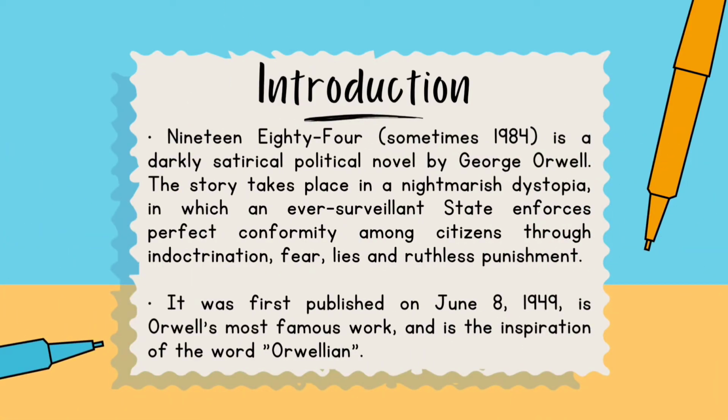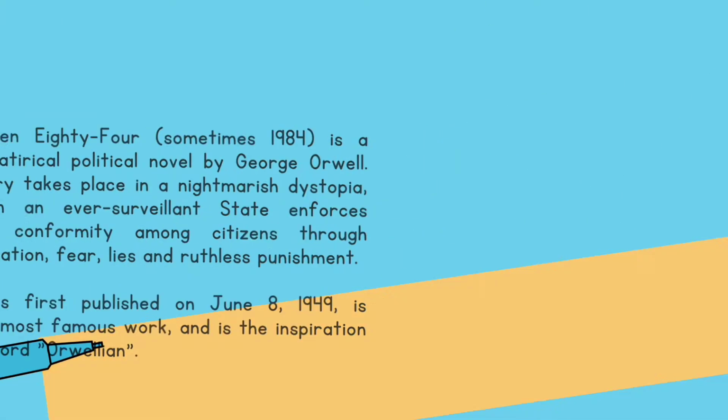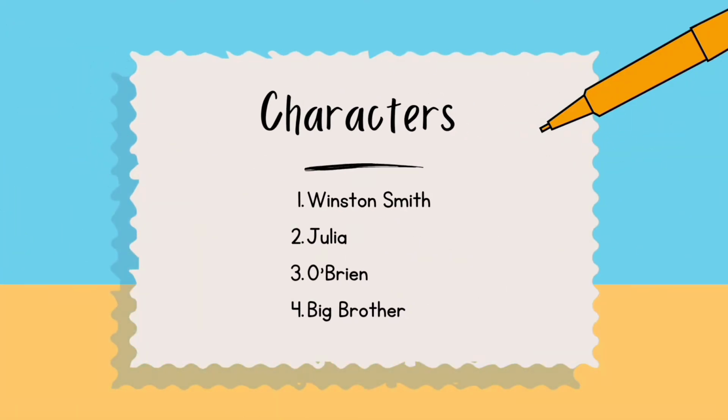1984 is a darkly satirical political novel by George Orwell. The story takes place in a nightmarish dystopia, in which an ever-surveilling state enforces perfect conformity among citizens through indoctrination, fear, lies and ruthless punishment. It was first published on June 8, 1949, is Orwell's most famous work, and is the inspiration of the word Orwellian. Let's see the main characters of the novel.